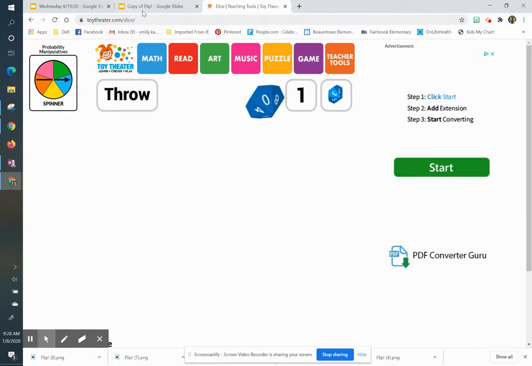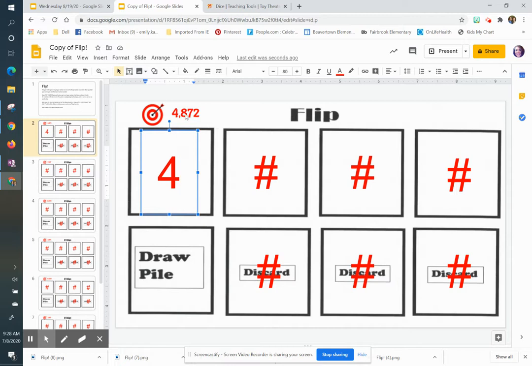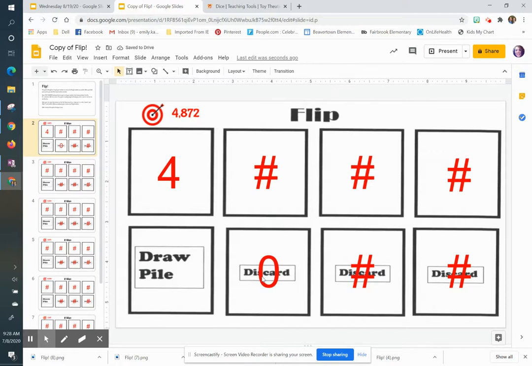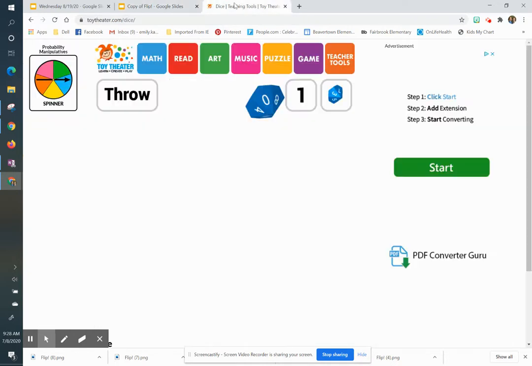So I have a 0 this time. I don't have a 0 in any of the digits here, so I'm going to discard my 0. If we were playing with cards, the cards would be face down in the draw pile, and every time the teacher says flip, you flip it over. We're just playing with dice this one.